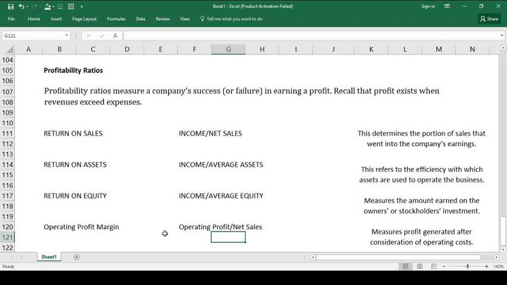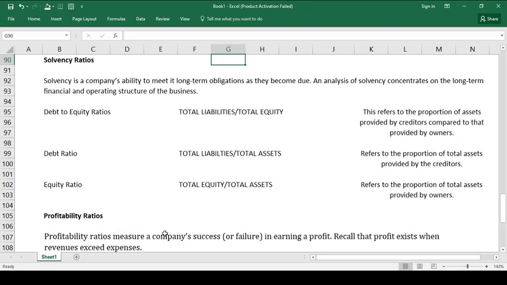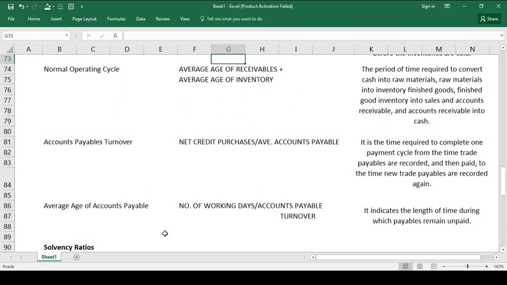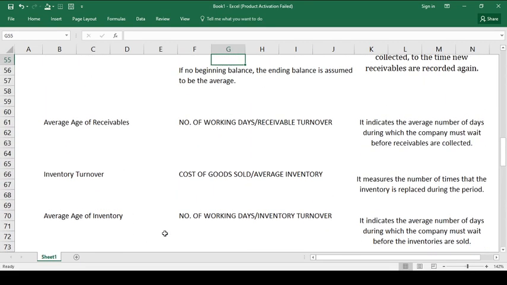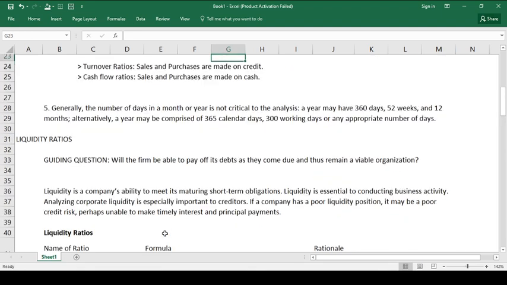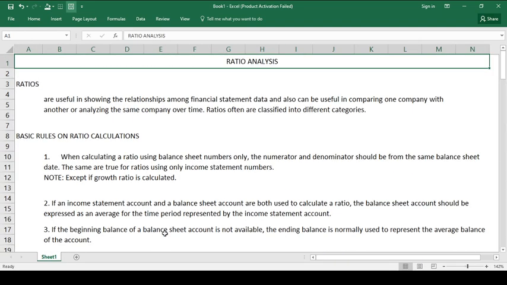So, those are the ratios that I want you to learn for this week, so that tapos na po tayo on financial statement interpretation and analysis na topic.